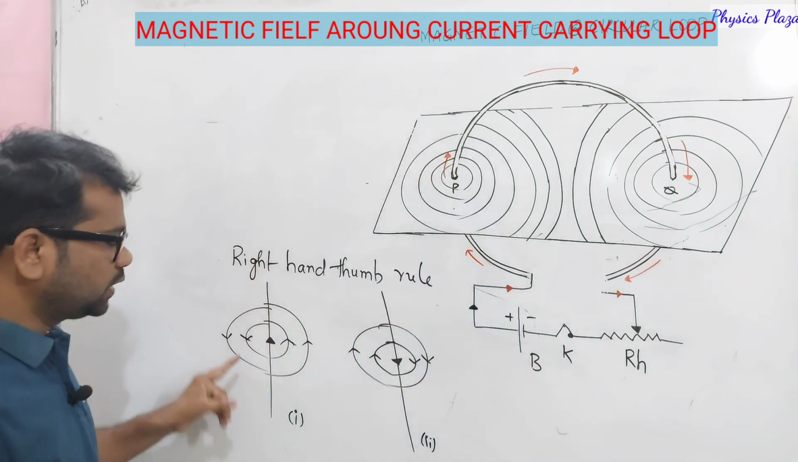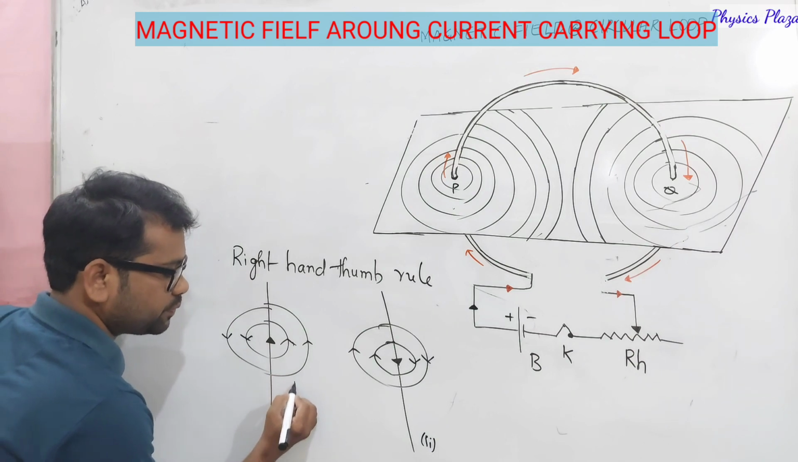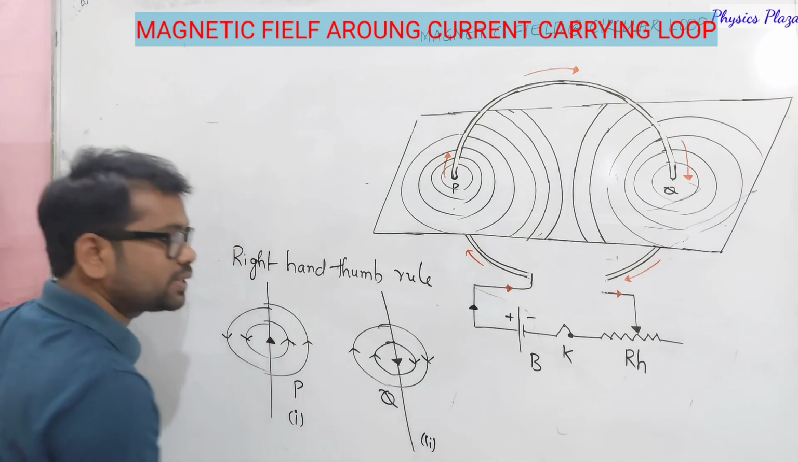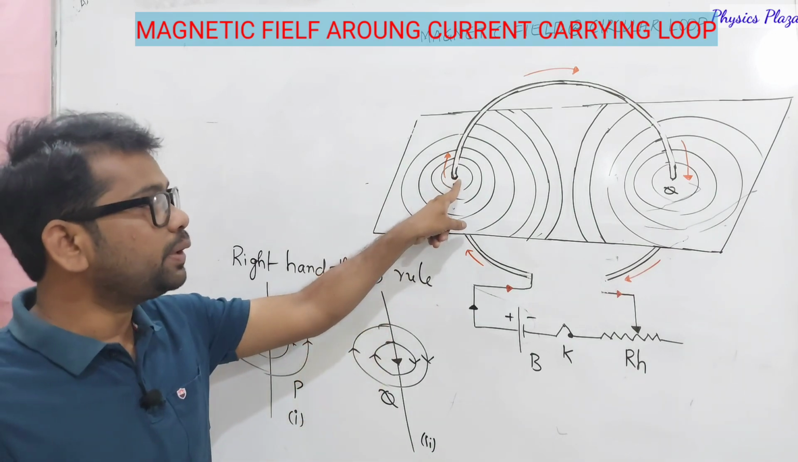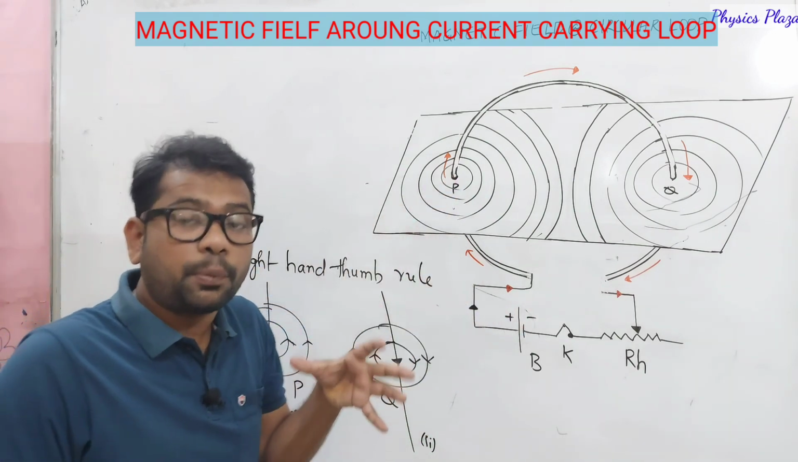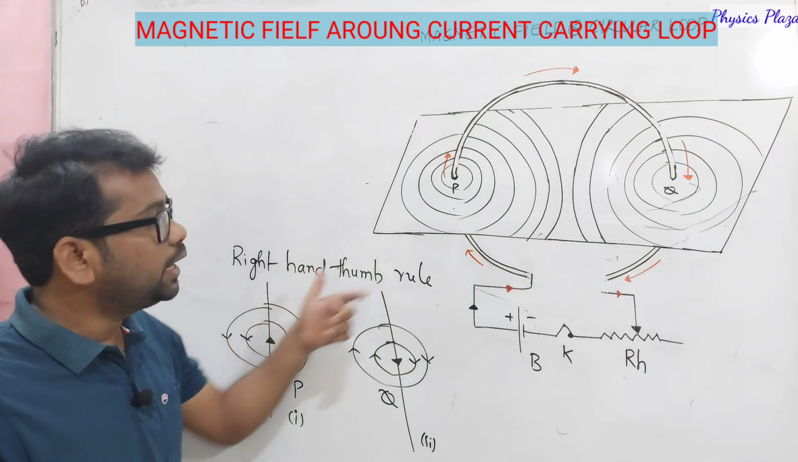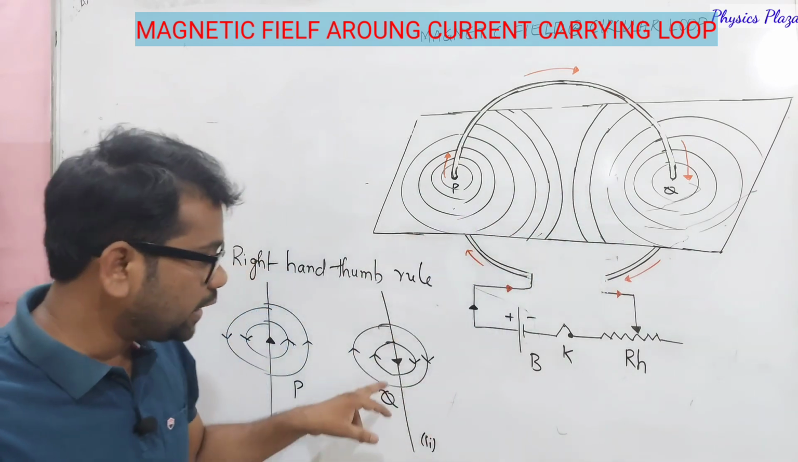Look here. Don't you think it is like a point P? It is a point Q. Obviously, it is like point P only. At point P, current is flowing vertically upwards. At point Q, current is flowing vertically downwards.